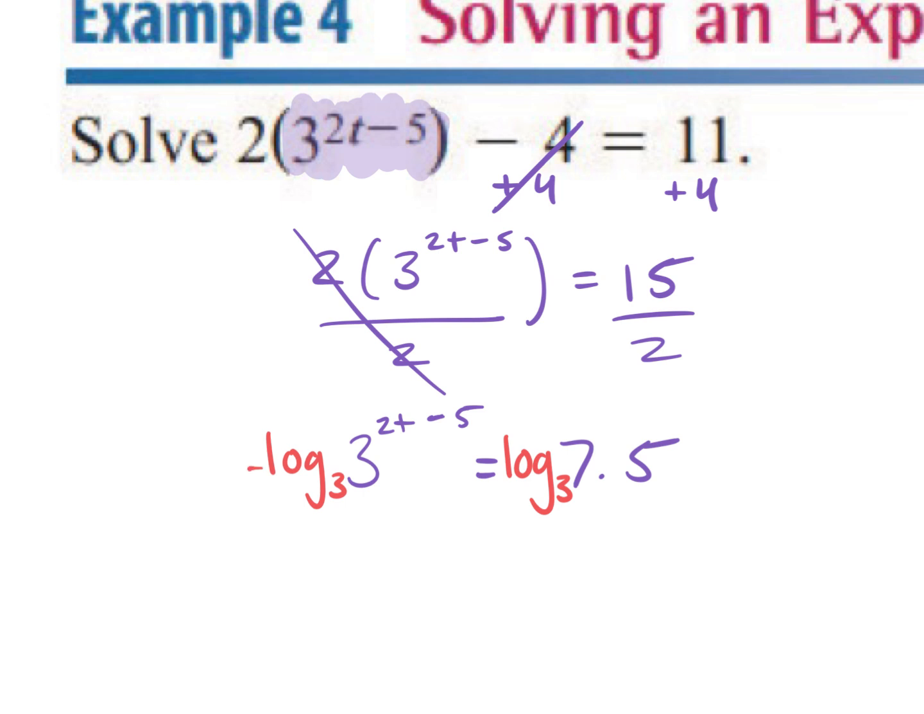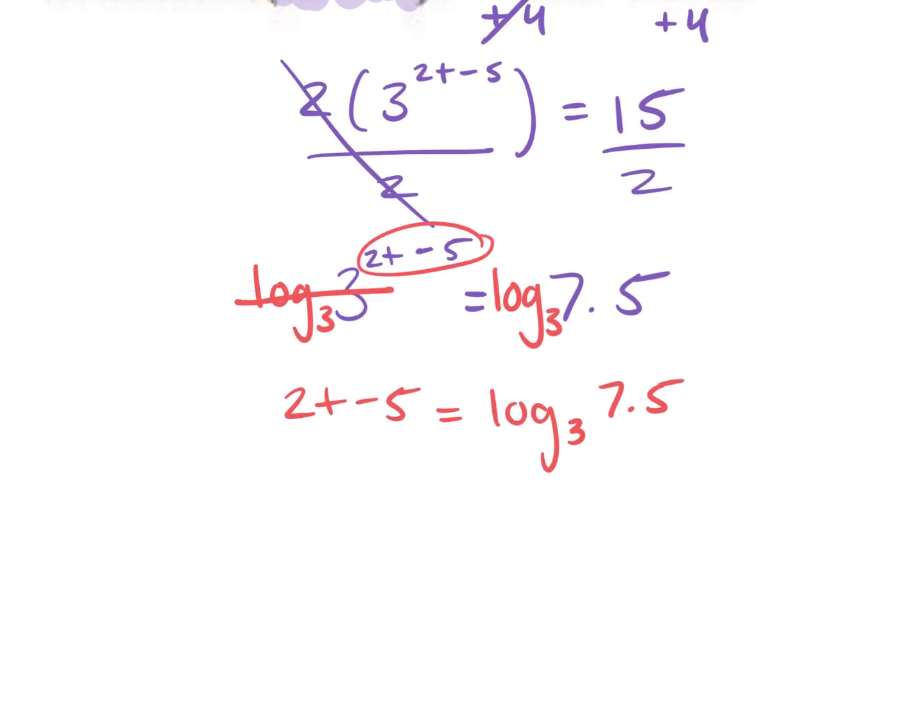So log base 3 of 3 cancels. We're left with what's in the exponent here. So 2t minus 5 equals log base 3 of 7.5. How do I put log base 3 of 7.5 in the calculator? What goes on top? Log of 7.5 over log of 3. So we have to do this in the calculator, then we can isolate the t.